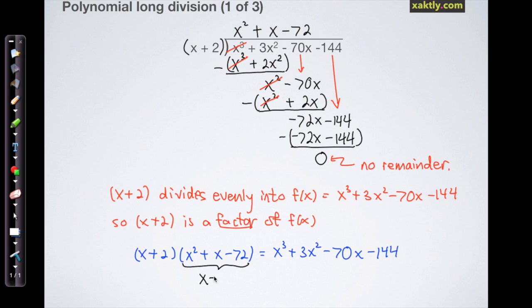And in this case, this is a nice, easily factorable quadratic. It factors into x plus 9 and x minus 8. So in this case, we actually know all three roots of this cubic function. They are minus 2, minus 9, and 8.